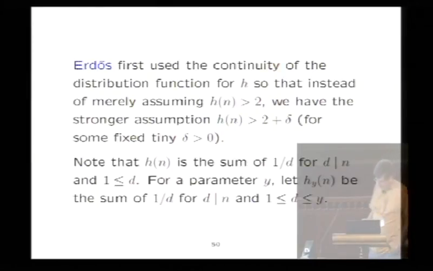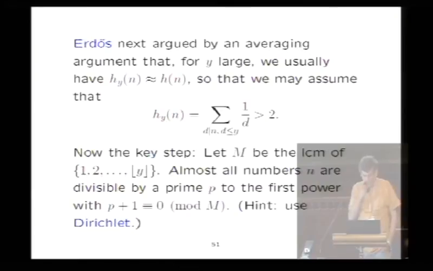if you do that, we can assume that this truncated version of h of n is, in fact, greater than 2. Since h of n was greater than 2 plus delta, we have a little bit to play with. And so now we have this h sub y of n greater than 2. So this was all easy stuff for him. But now came his brilliant coup in solving this problem.